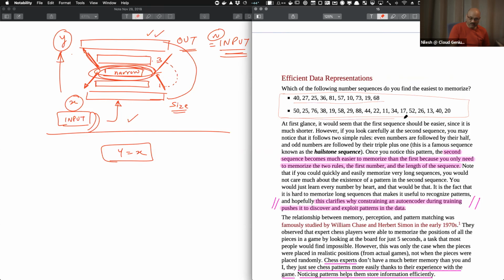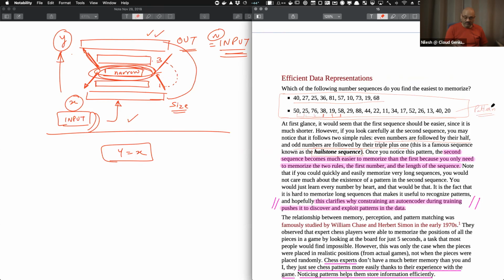That's the first expectation people will have with these sets of numbers. But if you actually try to detect patterns in the string of data, you will find that this is a sequence called the hailstone sequence, which is essentially this: even numbers are followed by their half, and odd numbers are followed by their triple plus 1. Even number followed by half, odd followed by triple plus 1, even followed by half, again even followed by half, and a triple plus 1, like that. So it's very easy to remember once you know the pattern.